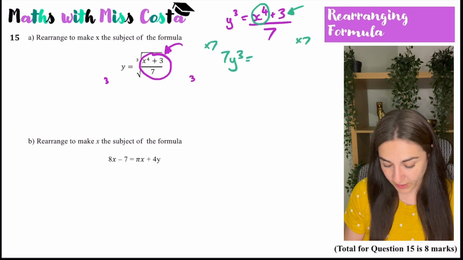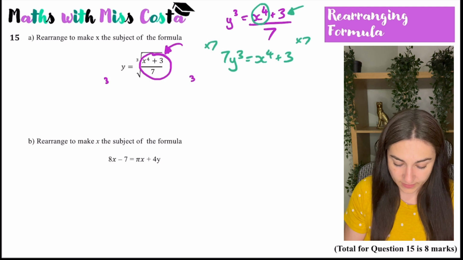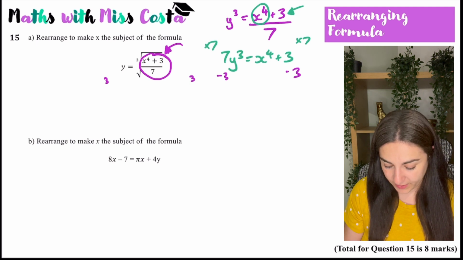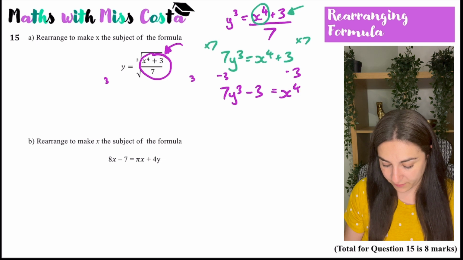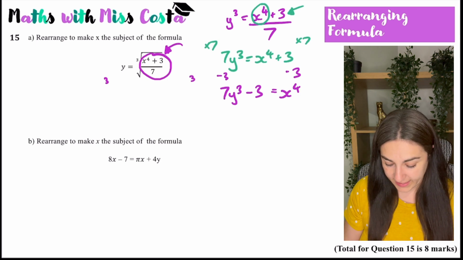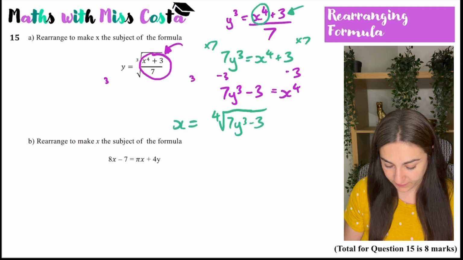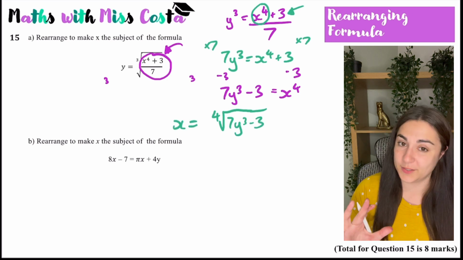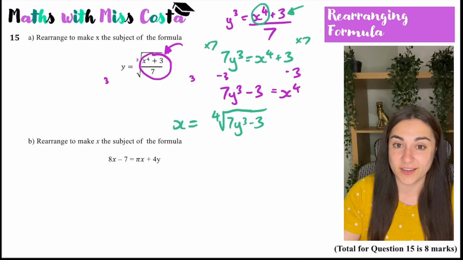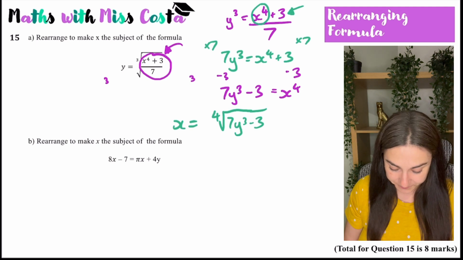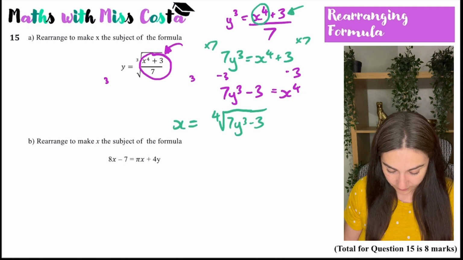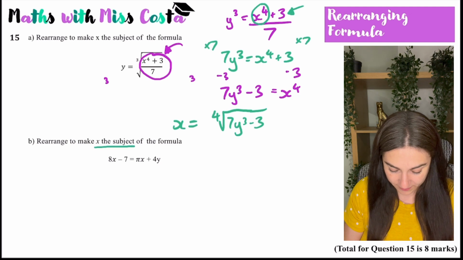So that would be 7y cubed equals x to the power 4 plus 3. Then what do we do? We take 3, so that would be 7y cubed take 3 equals x to the power 4. And then the final part is you're going to want to do the fourth root of 7y cubed take 3, which is going to give you x. So you're always, just to move anything from one side of the equation to the other, you just do the inverse.